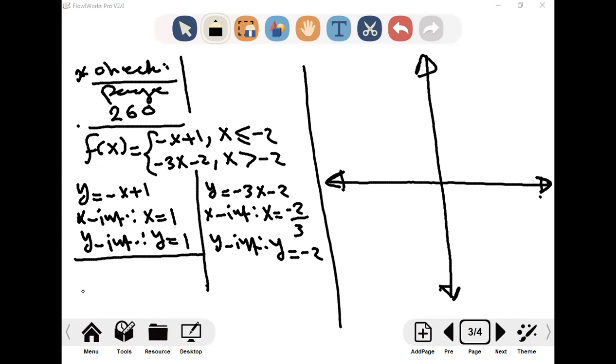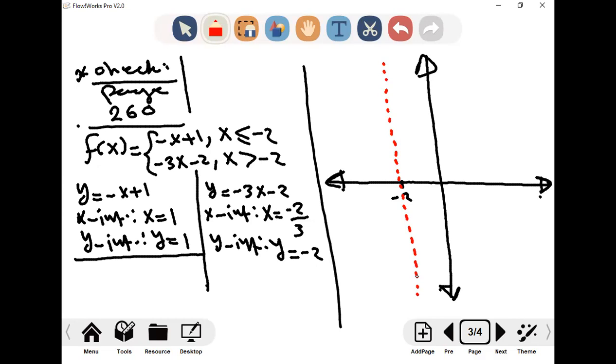Now let's graph together. I will start with the first one. The x-intercept is 1, the y-intercept is 1. But the first thing, we will draw our imaginary line because we have a part before and a part after. The imaginary line is on x equals negative 2. So you will search for negative 2. This is 1, 2, negative 2. And you will make an imaginary line like this one. It's not included in the graph, just so we are not confused, that's all.